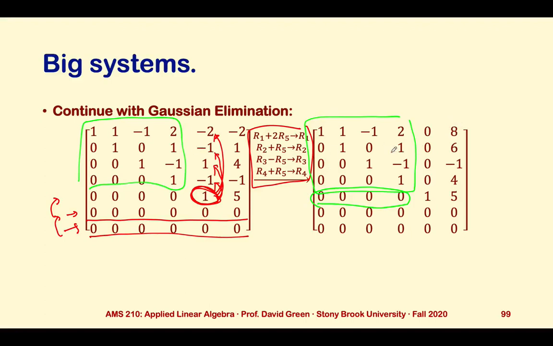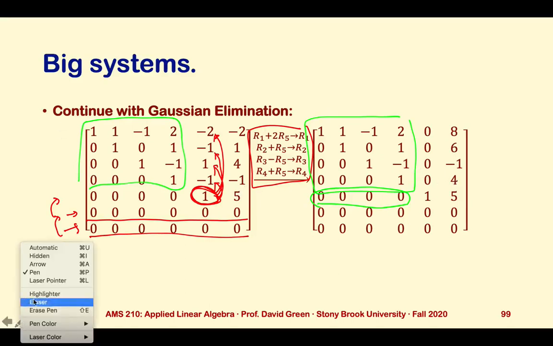-1 plus 1 is 0. 1 plus 5 is 6. 1 minus 1 is 0. 4 minus 5 is -1. -1 plus 1 is 0. -1 plus 5 is 4.